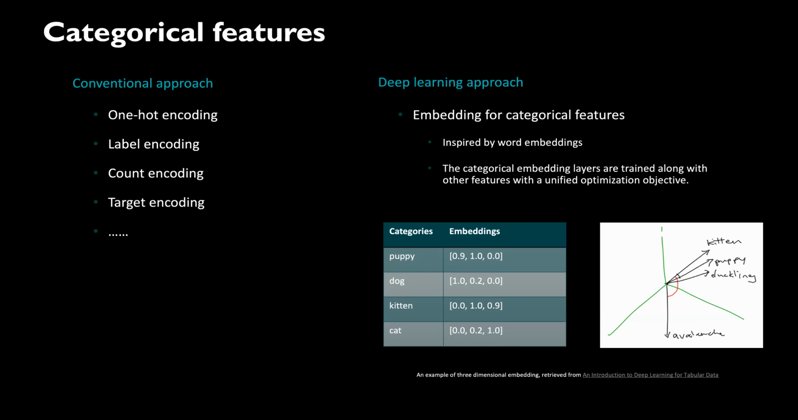Given that there are just a few categories here, and the number of dimensions is just 3, we can guess the actual physical meaning of each dimension. For instance, the first digit in the vector is probably an indication of whether it's a dog or not, right? You'll see puppy and dog have a value close to 0 or close to 1, right?